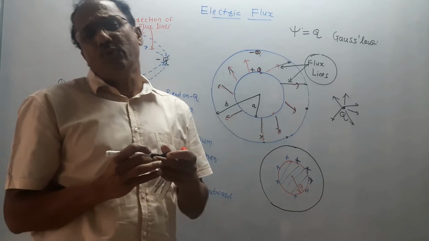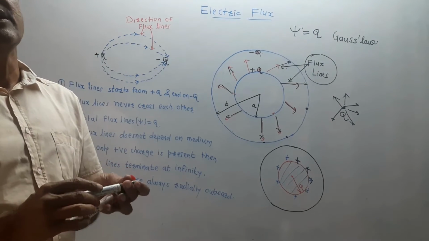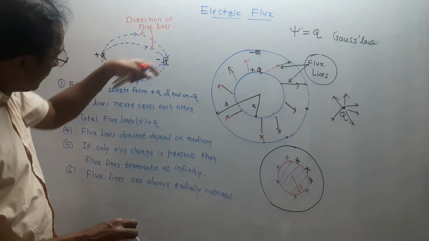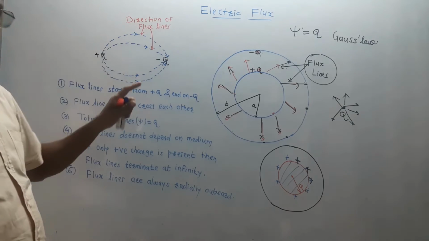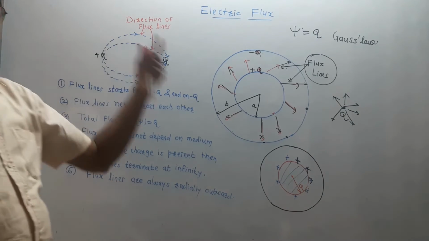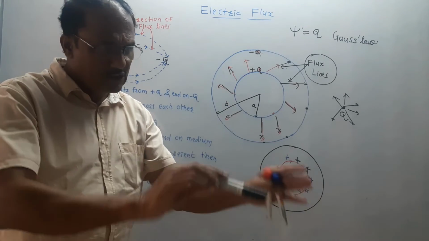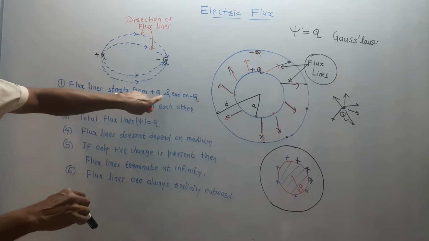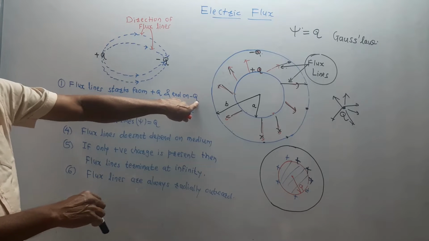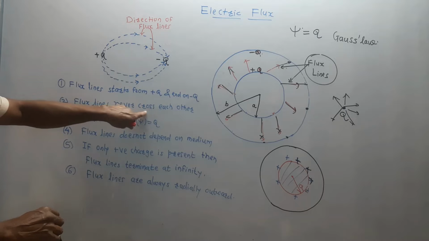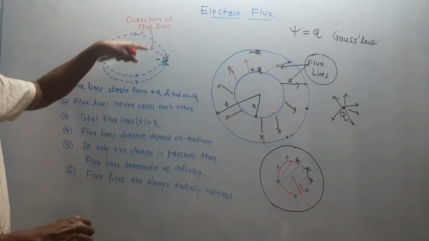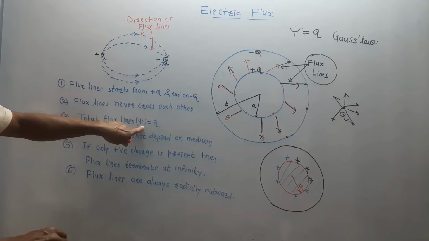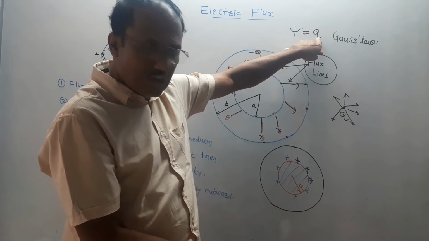Now from the exam point of view, if you want to write the properties of flux lines, you don't have to mug up the things. The maximum properties can be written by referring to this diagram. How to do it? Observe these flux lines. Flux line starts from plus Q and ends on minus Q. So the first property is flux line starts from plus Q and ends on minus Q. Second, flux lines never cross each other. They are not getting mixed with each other as shown in this diagram. Total flux lines, that is psi, is equal to Q. That's what we discussed just now.